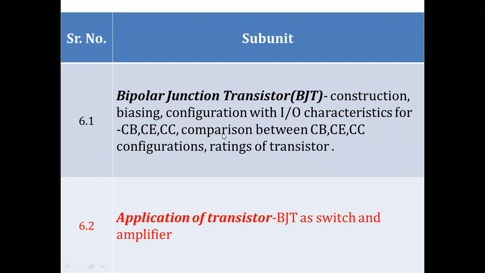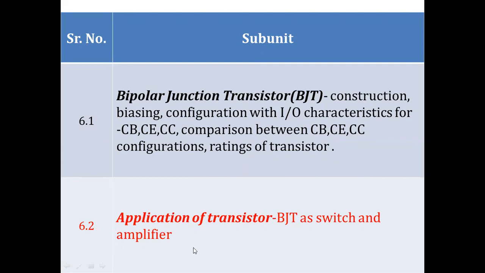What we are going to discuss: construction, biasing, configuration with input output characteristics. This configuration with input output characteristics should be discussed in the form of common base, common emitter, common collector. Once we have discussed the configuration of all this, next we have to compare them, to see whether it is current controlled or what, and what the total current is. We have to compare each configuration: common base, common emitter, common collector. And lastly, the routings of the transistor in the first section.